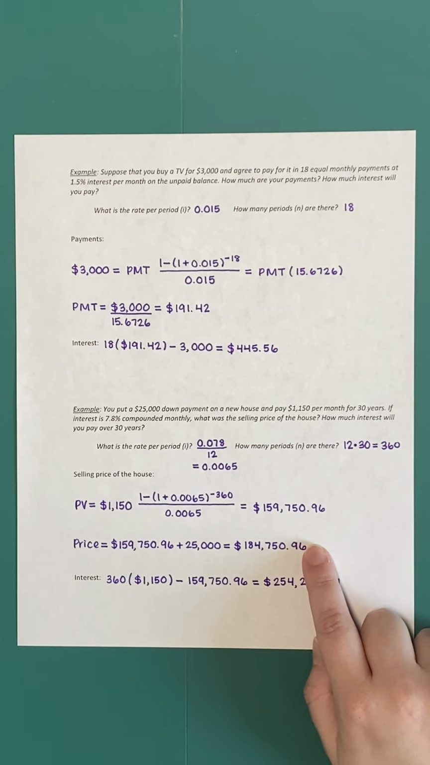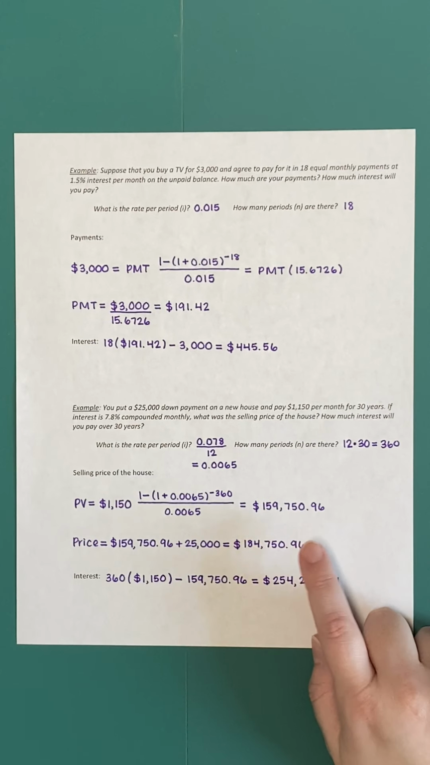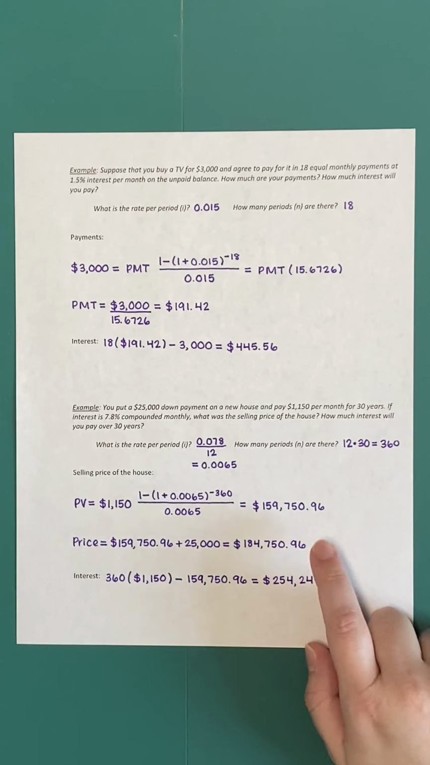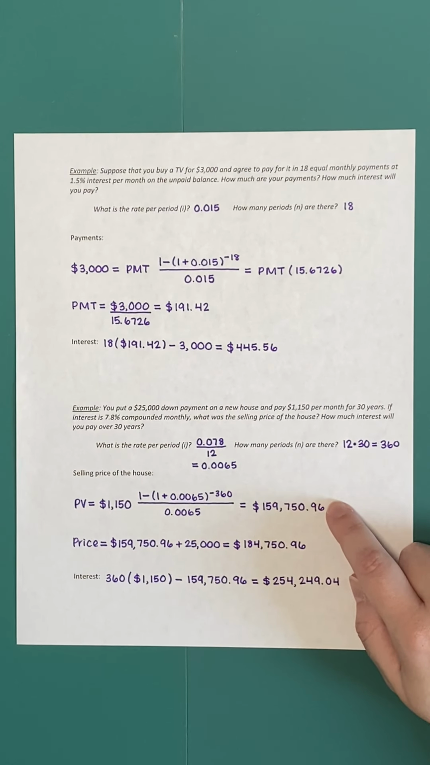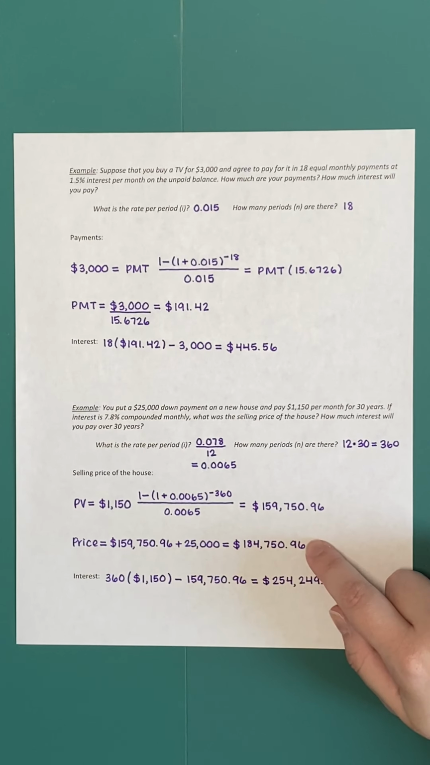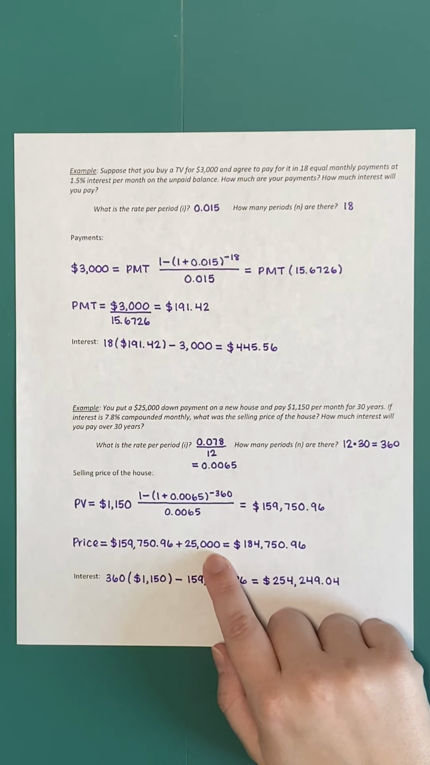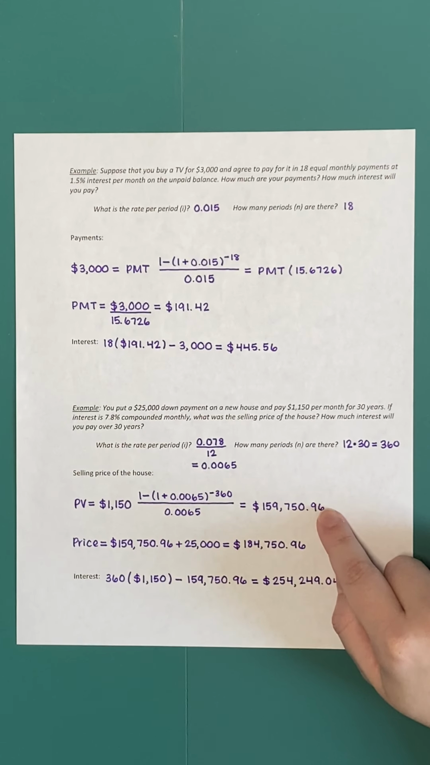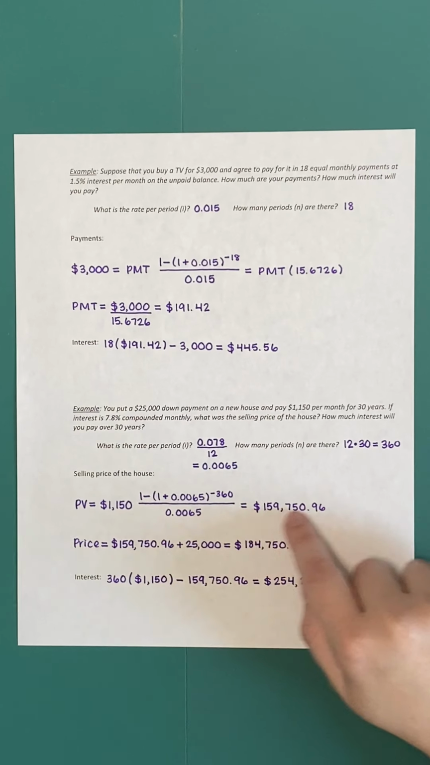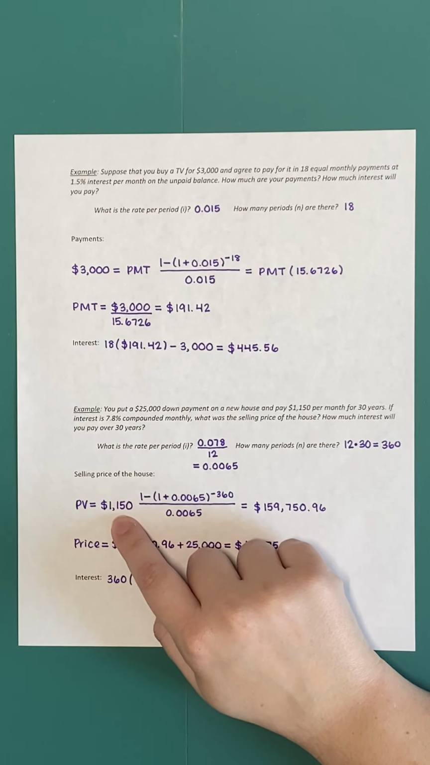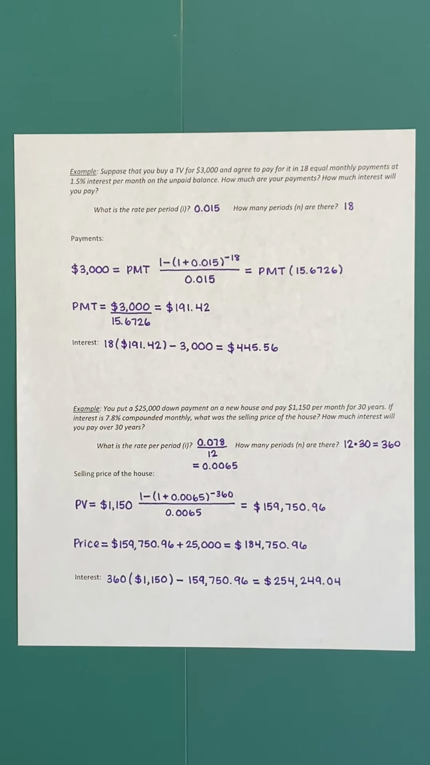Well, this is the amount that supposedly the house is worth, but by the time you pay off the house, you're going to have paid a lot more than that. Keep in mind, this is not the amount financed because $25,000 was paid at the very beginning. This is the amount of the actual loan. This is the present value of that loan. This is what you're paying off with those $1,150 payments each month for the next 30 years. Well, how much are you actually paying in order to pay off this $160,000 loan?